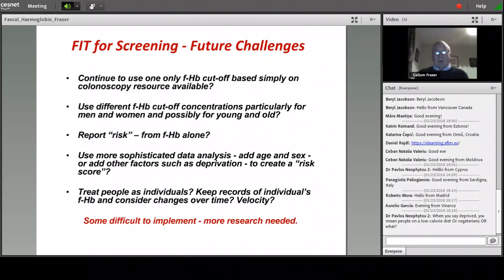The so-called personalised approach, where risk changes over time, perhaps changes with other factors than just time. So these are difficult to implement, and certainly there's a great opportunity for everyone participating in this webinar to do research in this area.